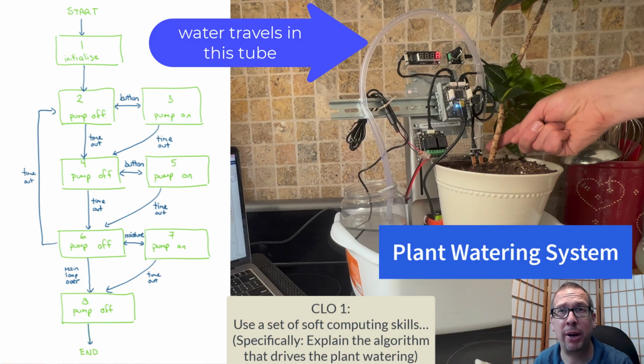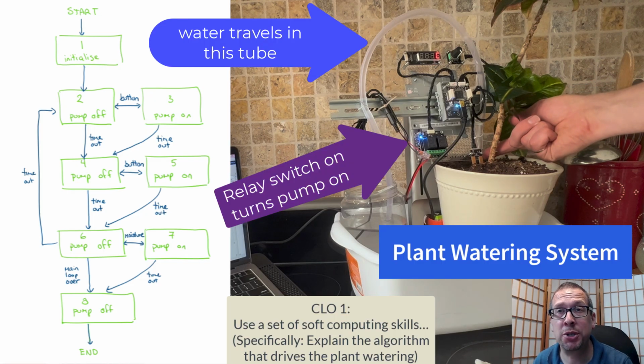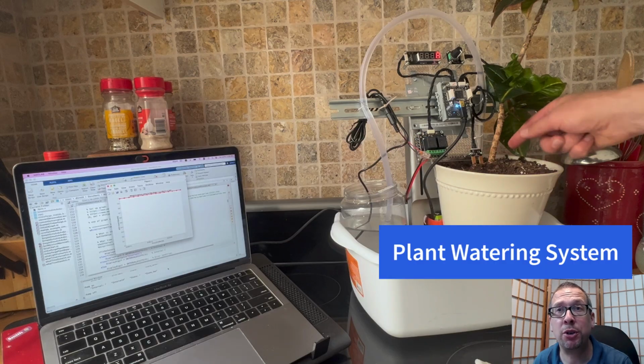This is shown in the simplified flowchart. A button press indicates a manual override to water the plant. Otherwise, the controller looks to the soil moisture sensor to know when to turn on or off the water pump.